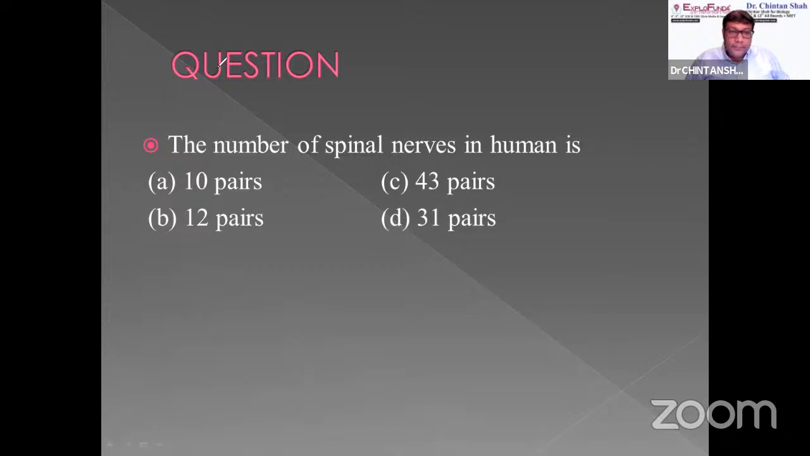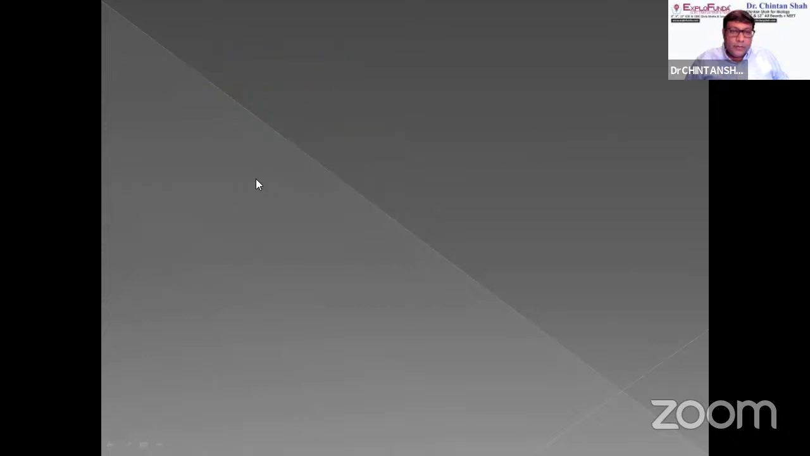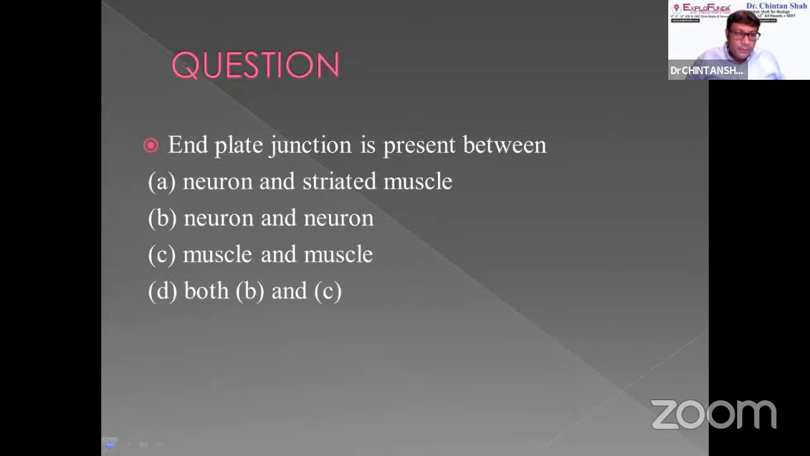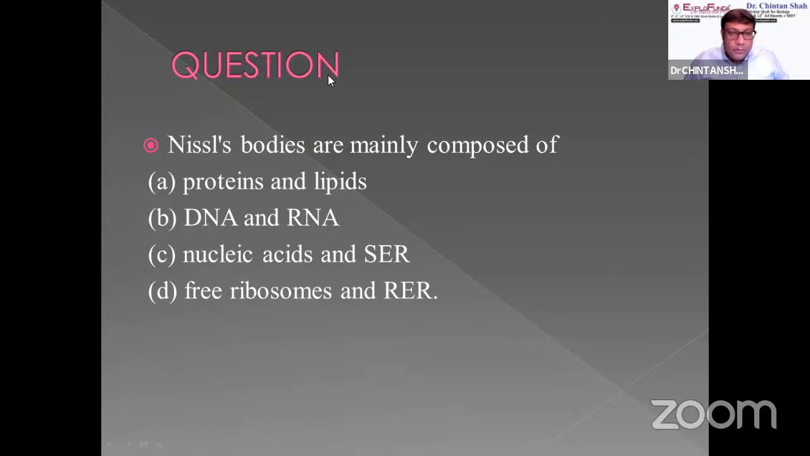Okay, let's go further. Now we are moving on to 36. Do you know about the nasal granules? The nasal granules are mainly composed of what? This is a very good question, and you should know about this. Nasal granules are actually composed of what? 36. If you have any idea, just write it down. If you don't have any idea, please mention no idea.